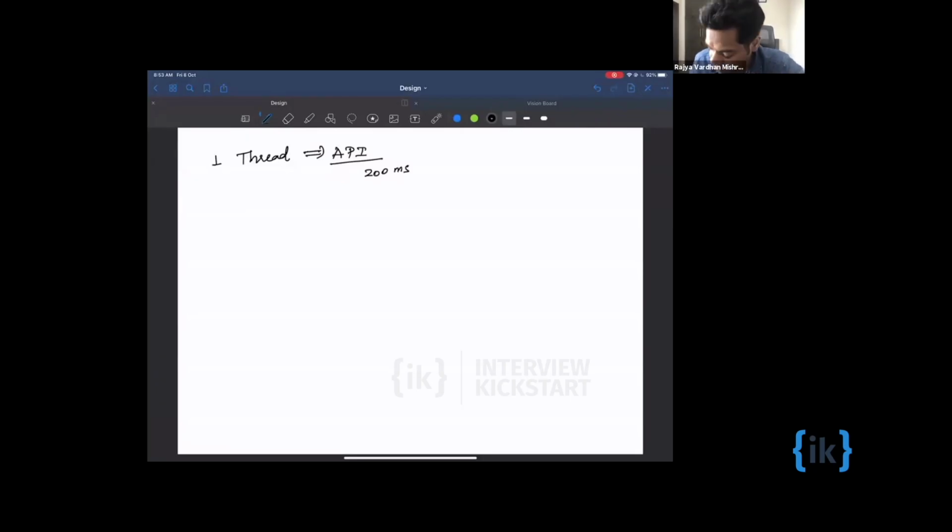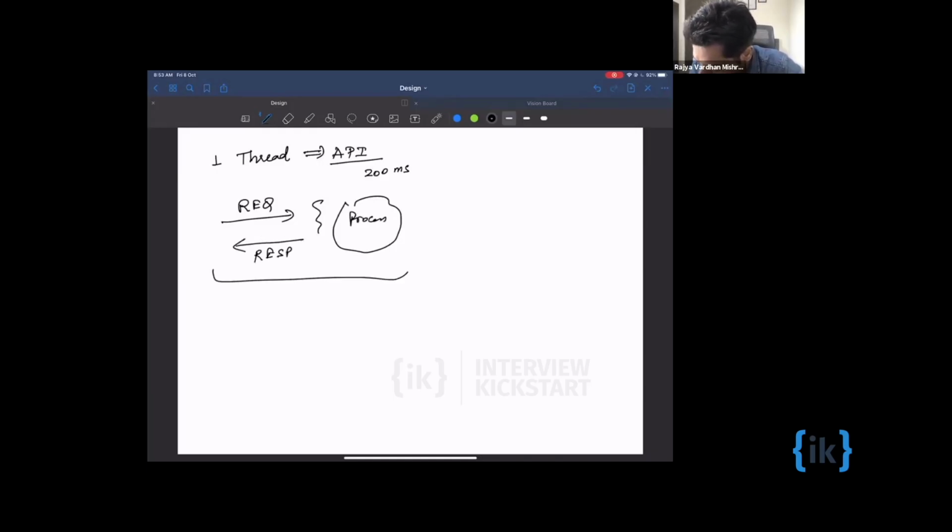So in 200 milliseconds, the request comes. This is the thread. It accepts the request, does some background processing, and then returns the response. So let's say this whole operation takes 200 milliseconds. That means in 1 second, how many requests we can serve would be 1000 by 200. So that means 5 requests can be served by a thread in 1 second.